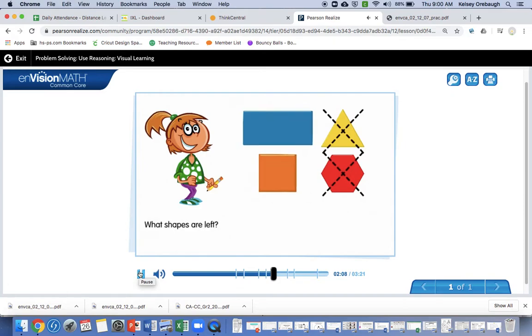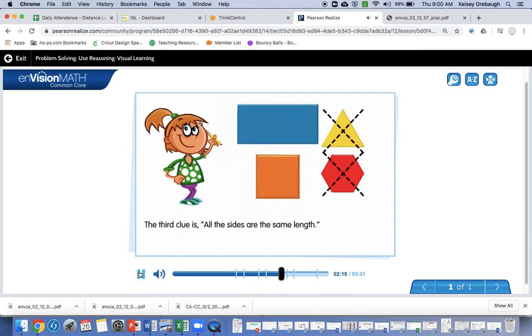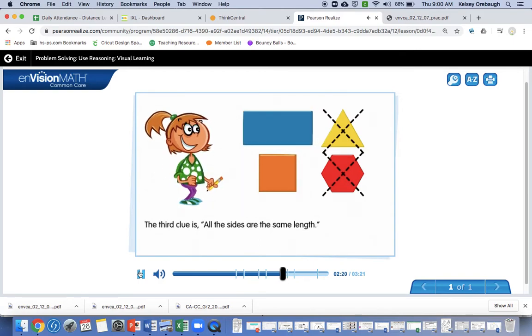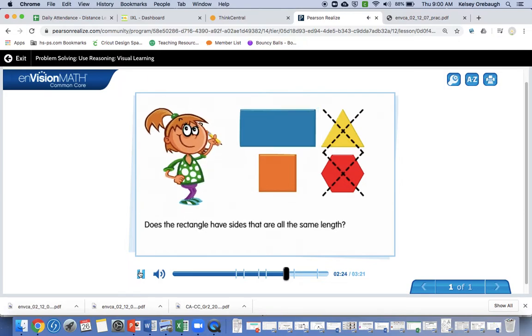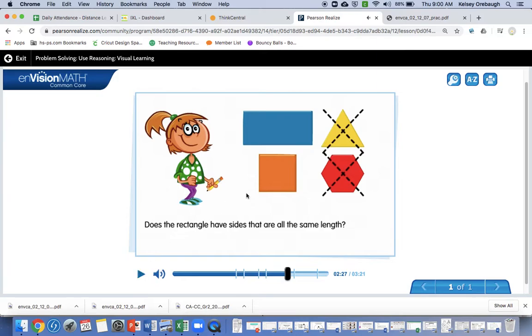What shapes are left? The rectangle and square are left. What is the third clue? The third clue is all the sides are the same length. Does the rectangle have sides that are all the same length? Let's look at this rectangle. Do rectangles have sides that are all the same length?